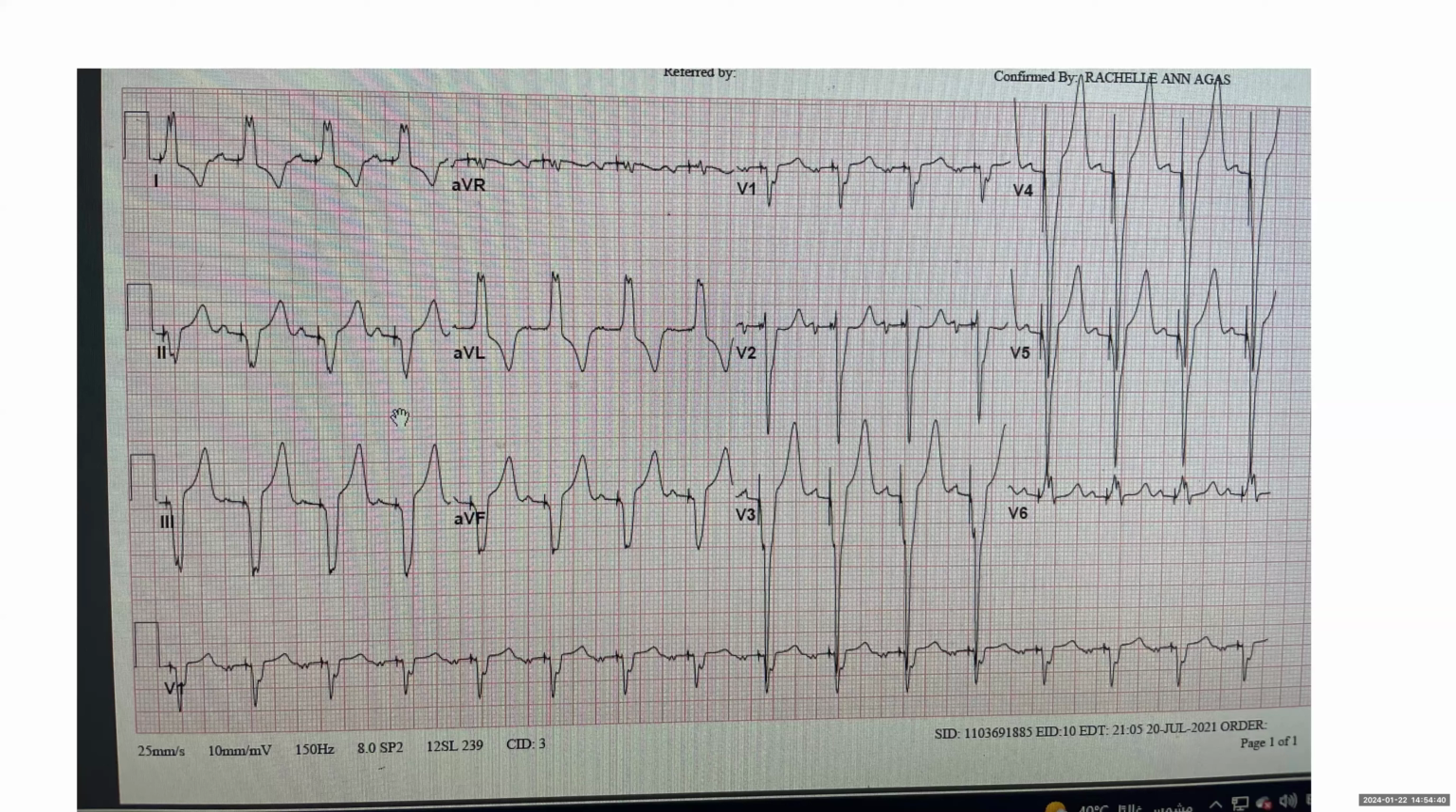Left bundle was mentioned. I don't think you can use left bundle. Again, every time you use right bundle or left bundle, it has to be conducted. It's VT or paced. That's why even in real life, we say left bundle-like morphology or right bundle-like morphology, because they're not left or right bundle branch block. It has to be conducted to call it that.